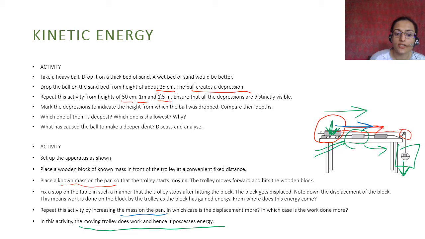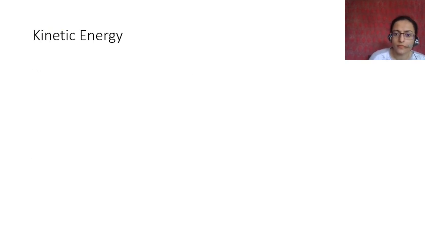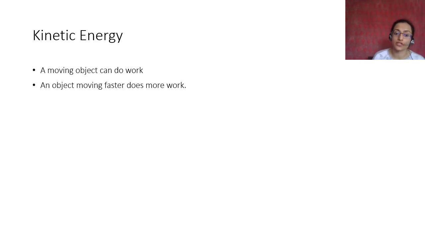So there are some questions on this. No, okay, I think this is all. So what is kinetic energy? Kinetic energy is the work that is done by a moving object. That is, the capacity of a moving object to do work is called kinetic energy. It is the capacity to do work but by a moving object. That is called kinetic energy.